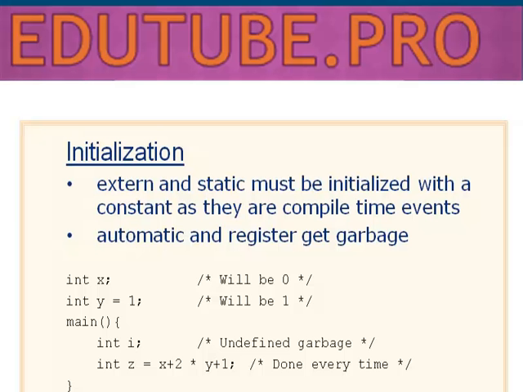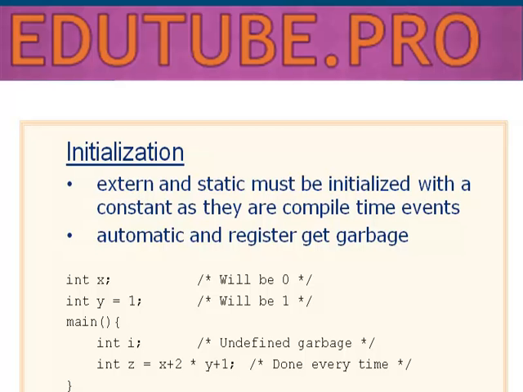We've already been talking about initialization as we've created a whole bunch of variables, external, automatics, statics, registers, all sorts of other things as we've been doing this. But let's focus on it here for just a second. Extern and static variables, if they are to be initialized by you, by the programmer, they have to be initialized with a constant. Because remember, those things happen at compile time.